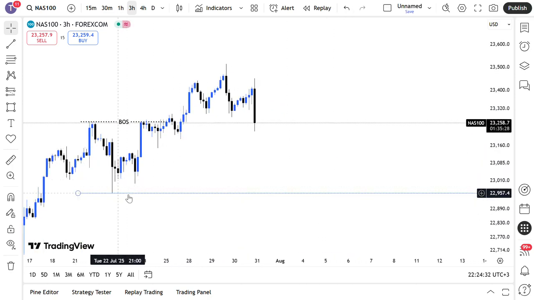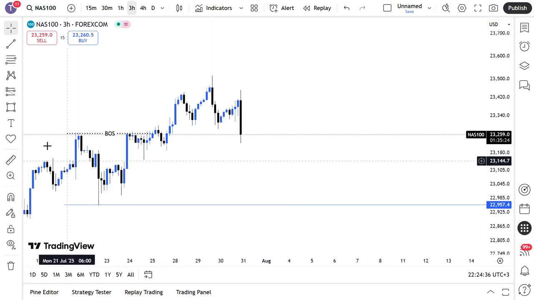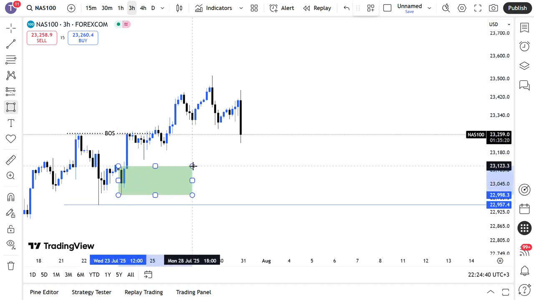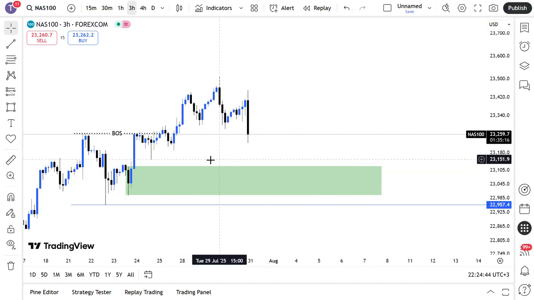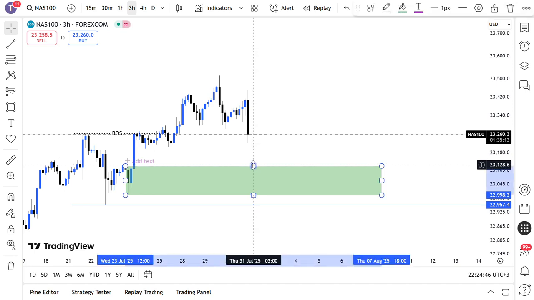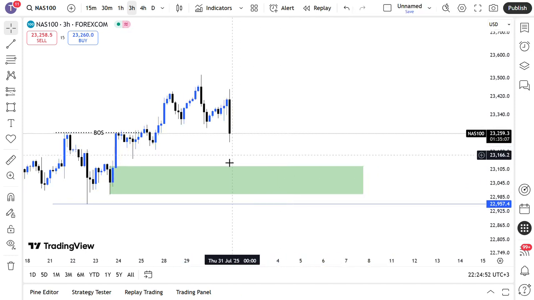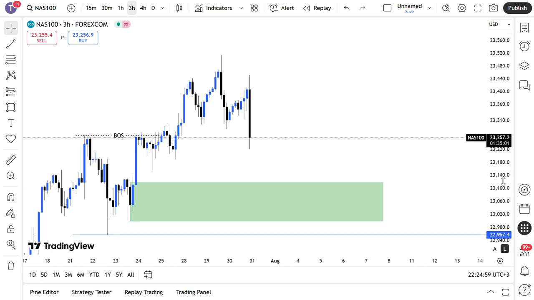After that, we have this strong low that swept liquidity, and then we have this order block that was left behind. The order block is very big to have an entry and put the stop loss down here. So inside here, I will be expecting to get a change of character.